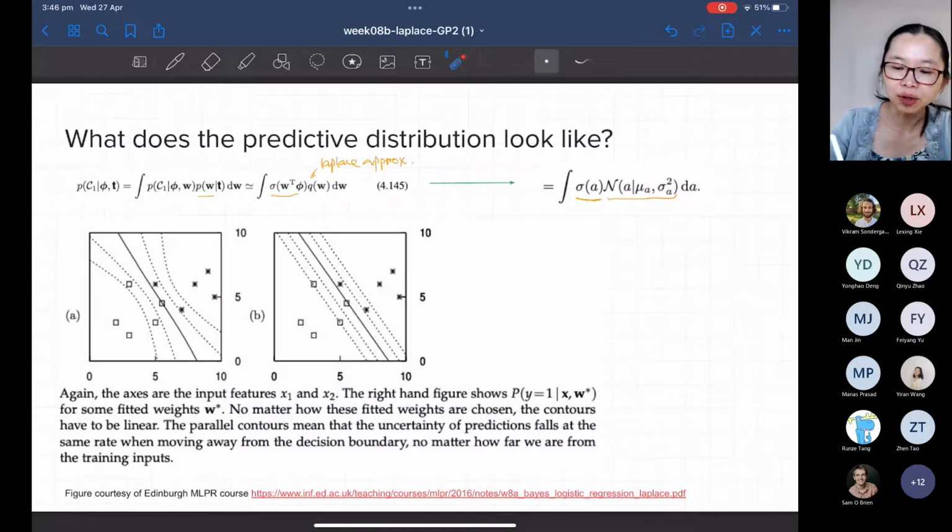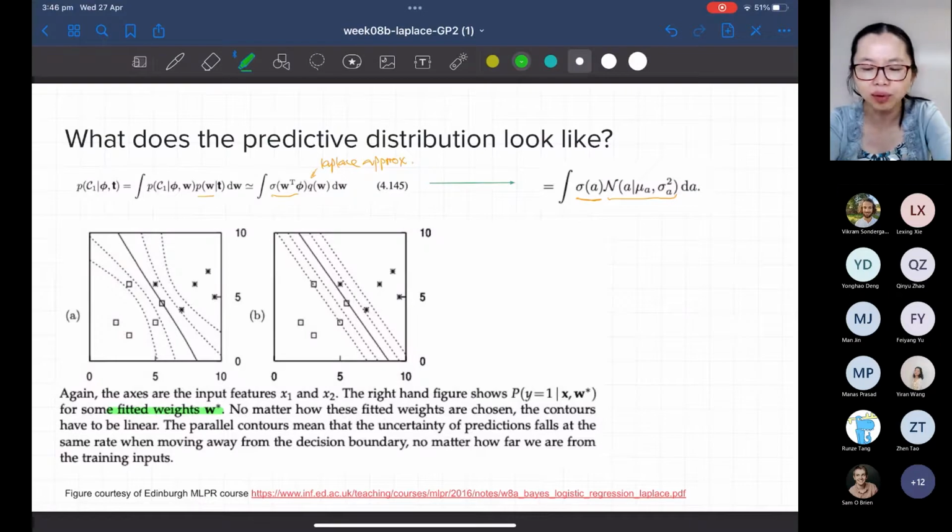shows, for a pre-decided toy data set of 10 points, squares and stars, if we fit an optimal weight, whether it's MAP or maximum likelihood, it doesn't say, then the classification probabilities landscape looks like this, right? So no matter what w star is, the contours have to be linear. Basically, for a unit distance that we move from the separating hyperplane, perpendicular to the hyperplane, the decrease in probability is the same.